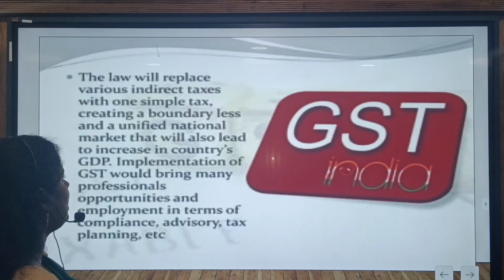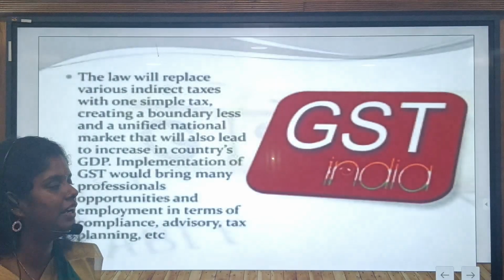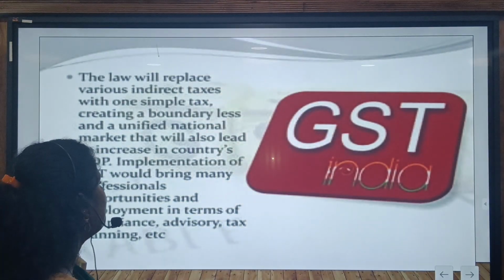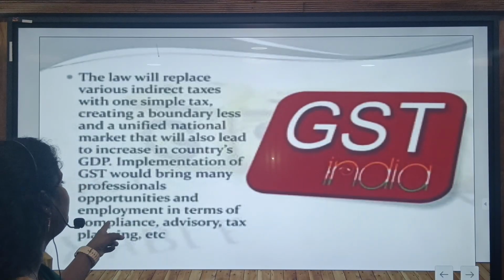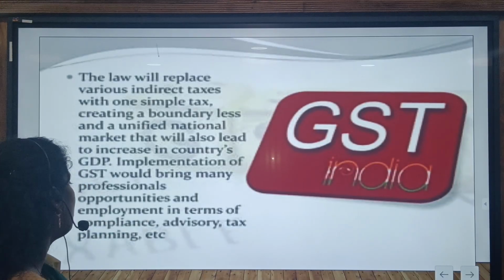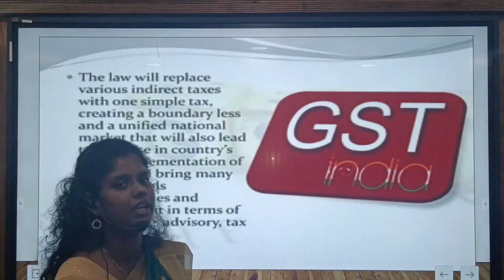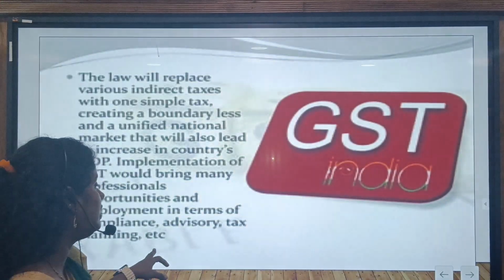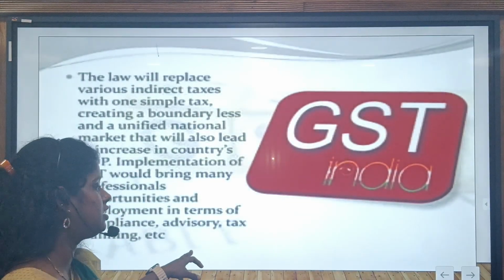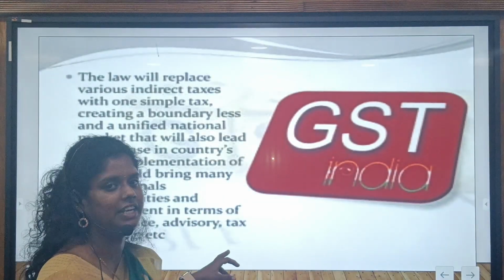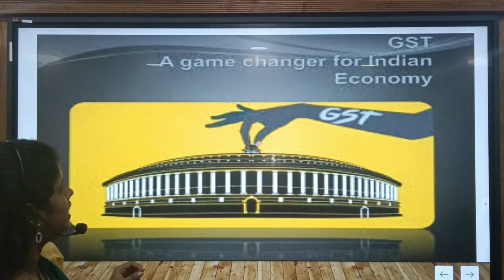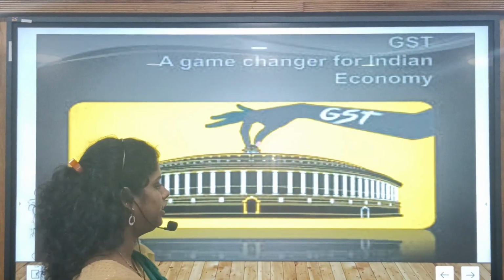The law will replace various indirect taxes with one simple tax, creating a borderless and unified national market that will also lead to an increase in the country's GDP. Implementation of GST would bring many professional opportunities and employment in terms of compliance, advisory, tax planning, etc. In compliance, the GST returns are filed, and GST advisory gives you the tax planning of the industry. So GST plays a very important role. GST is a game changer for the Indian economy.